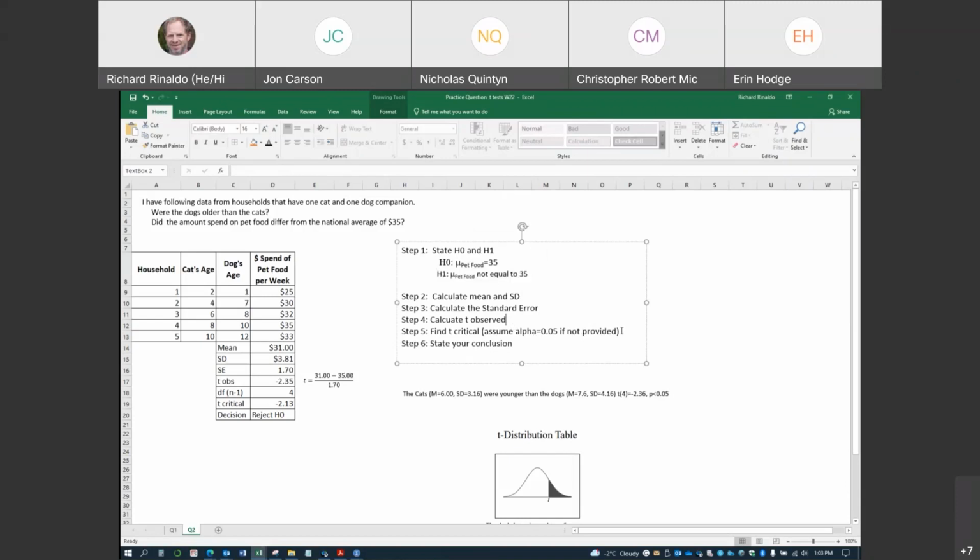Find t critical. Key thing here is this is a two-tailed test. So I'm going to have 2 t criticals. So there's a t critical for mean less than 35.